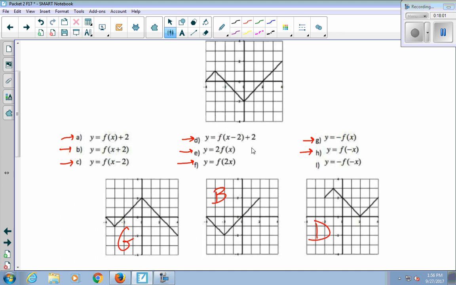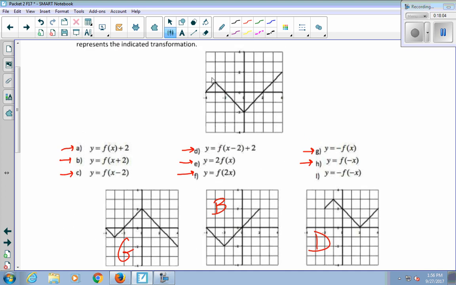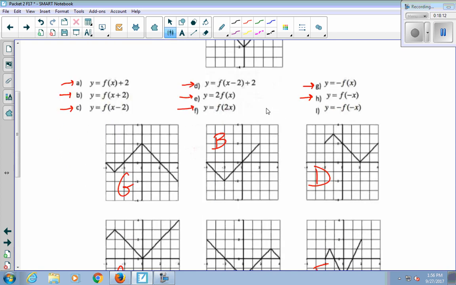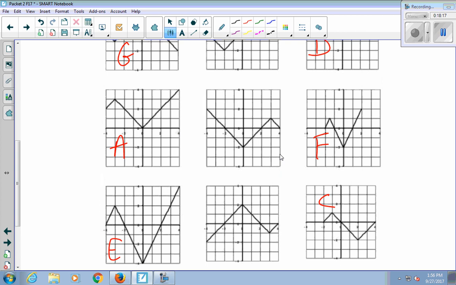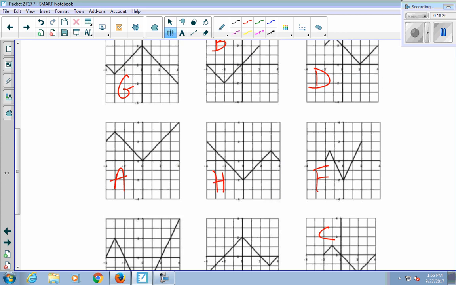H is a reflection over the y-axis. So this point's going to move over here. And this point up here is going to move over here. Oh, that looks like this. It's the letter H, I think.